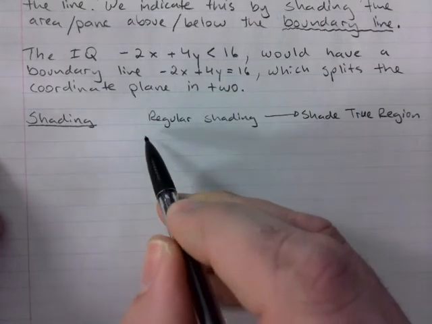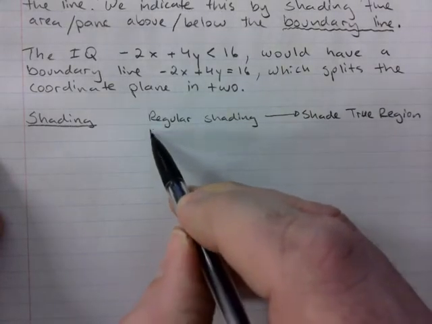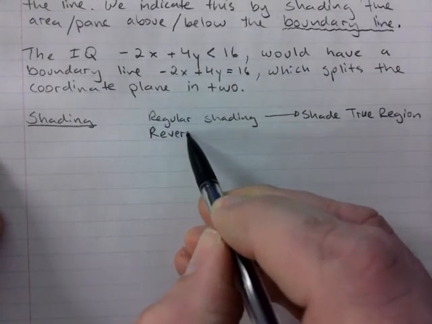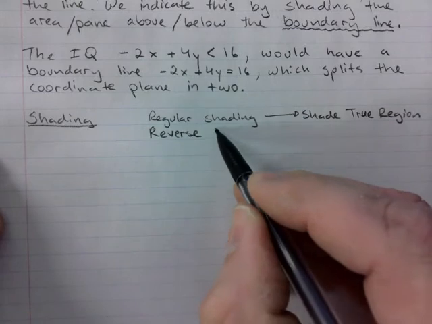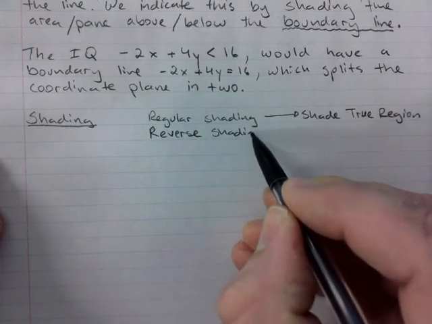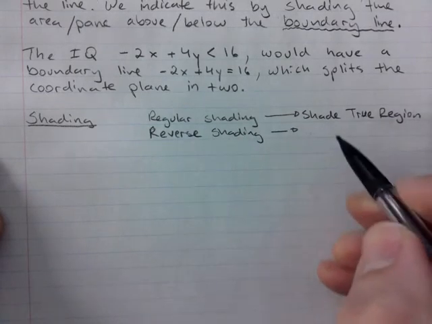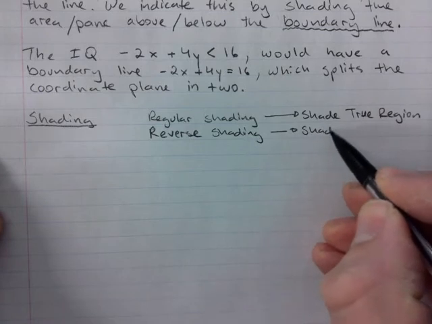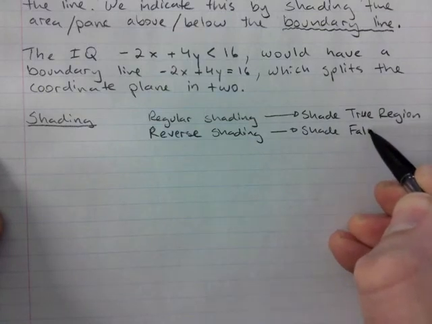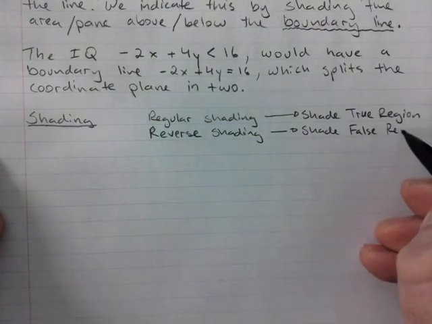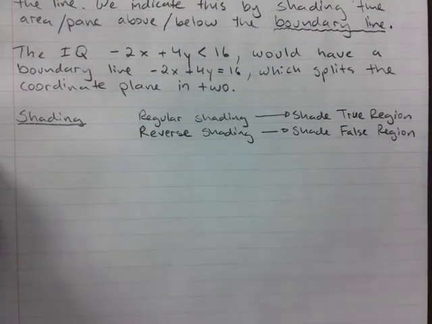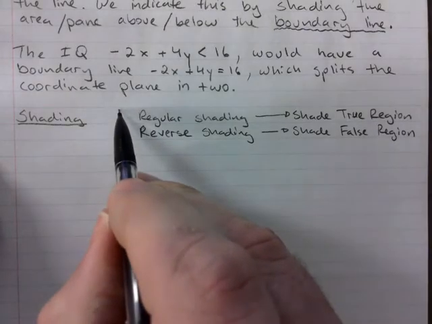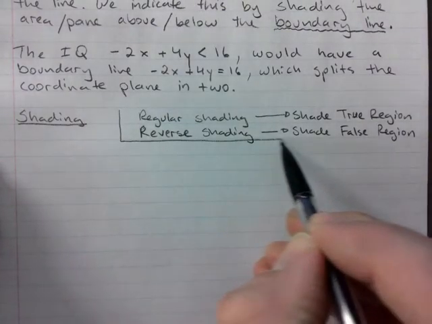Then we have what I call, this is me, this is not in the textbook, but we will end up using reverse shading quite often. Reverse shading is where you shade the false region. So that's important when it comes to shading. Remember that.